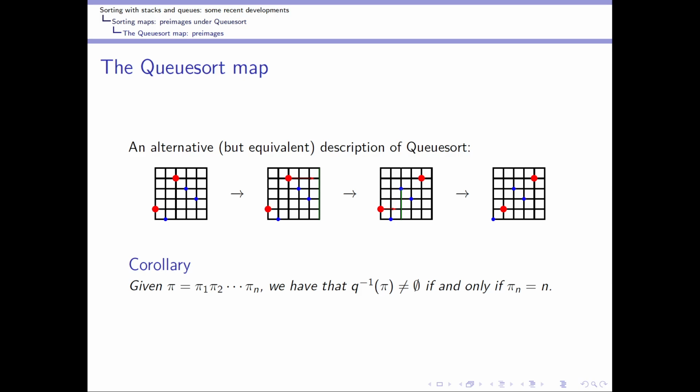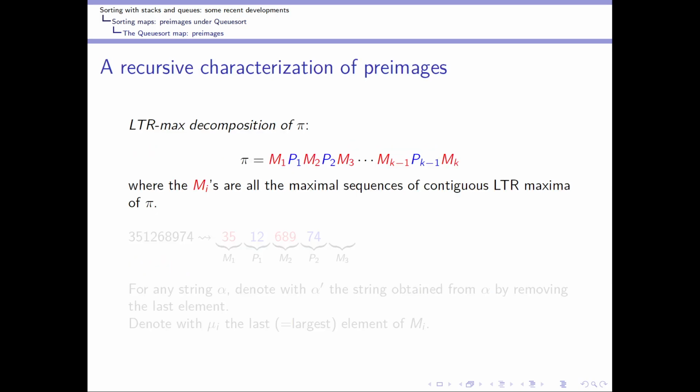Okay, using this description of Q-sort, we can obtain our first result, which is a recursive characterization of preimages of any permutation pi. What we will describe now is a recursive algorithm which is able to generate all the preimages of a given pi. In order to do this, we need to consider the usual decomposition of pi in terms of its left to right maxima, and we also want to collect together contiguous left to right maxima.